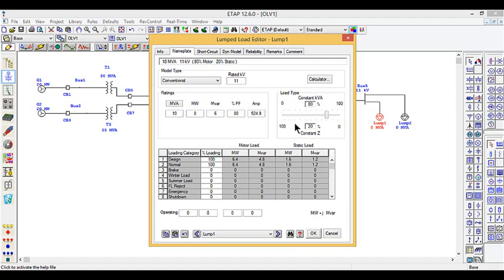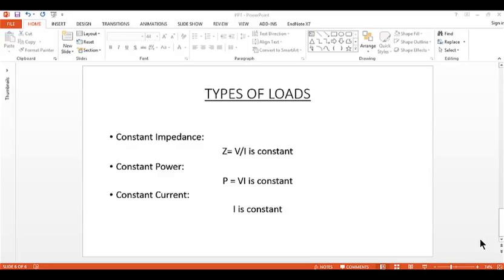There are basically three types of loads: constant kVA, constant impedance, and constant current. In constant impedance load, the impedance of the load remains constant. That means impedance, which is the ratio of voltage and current, is constant. If the value of voltage decreases, then the current will correspondingly decrease so that the value of impedance is constant.